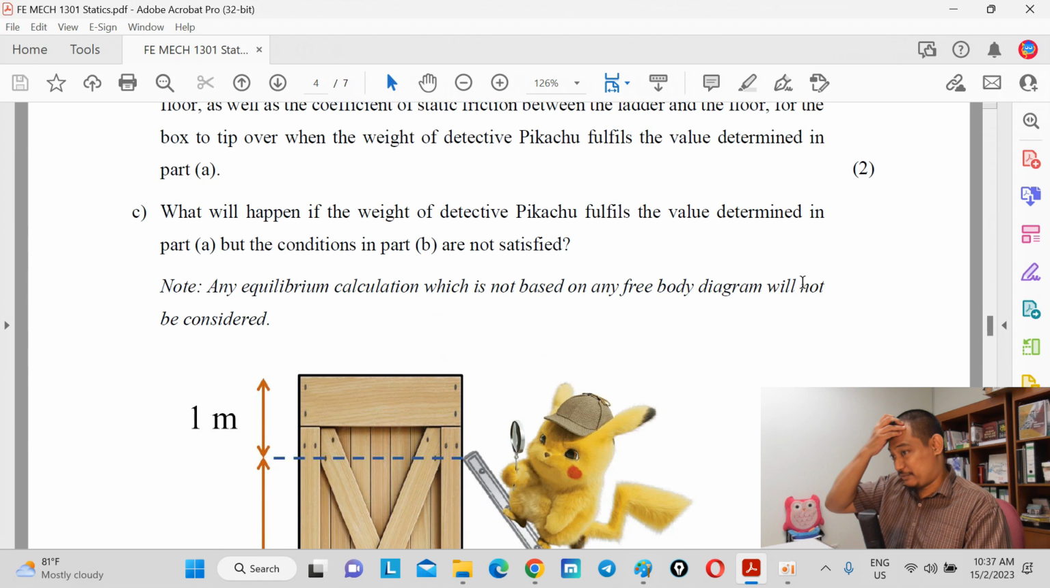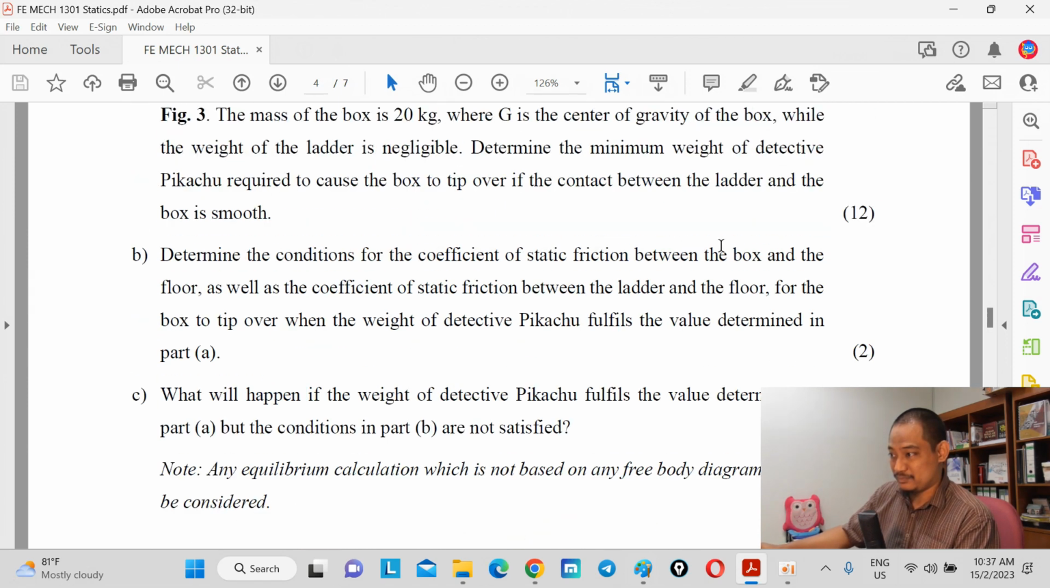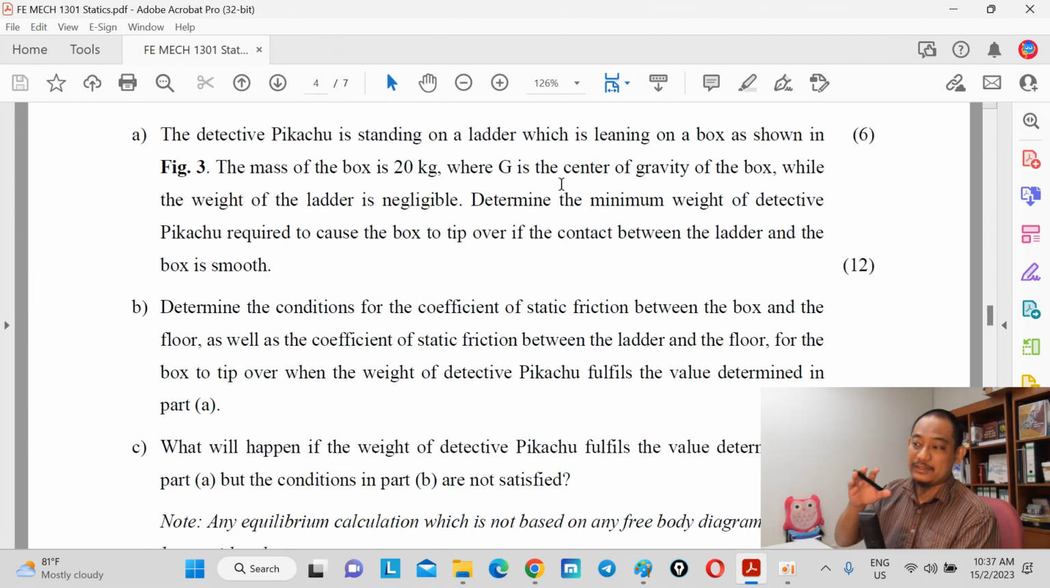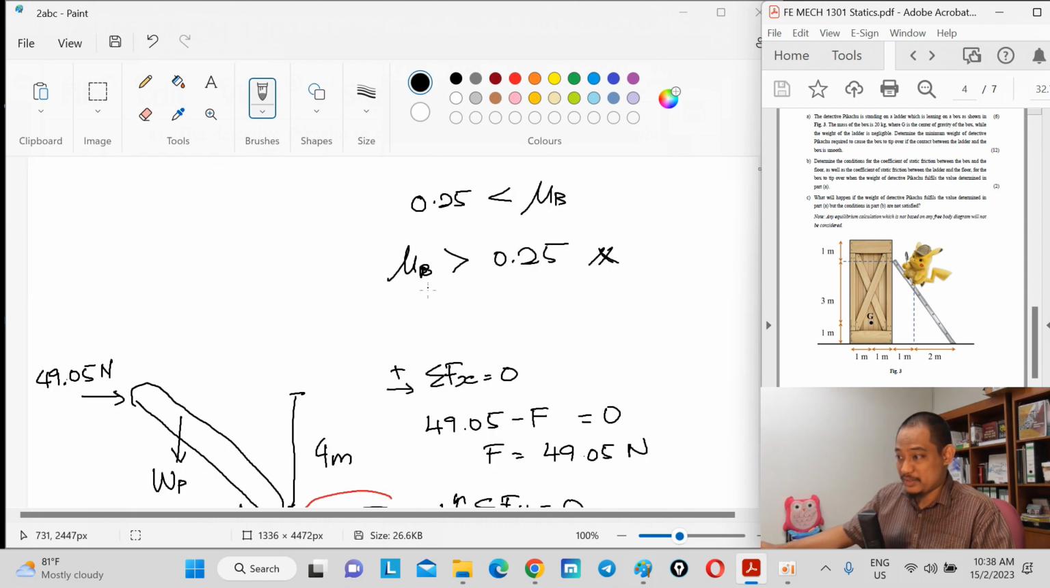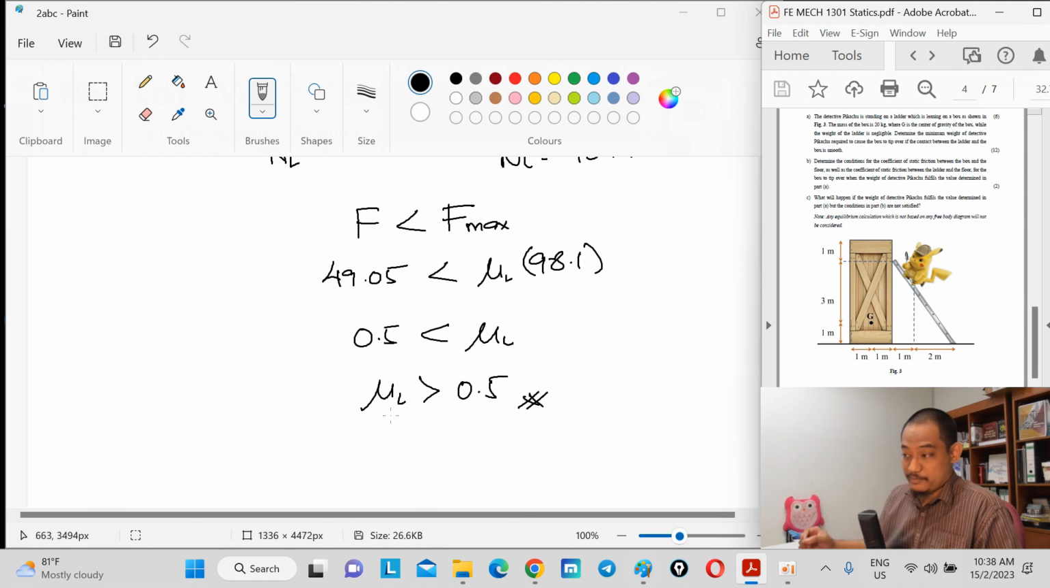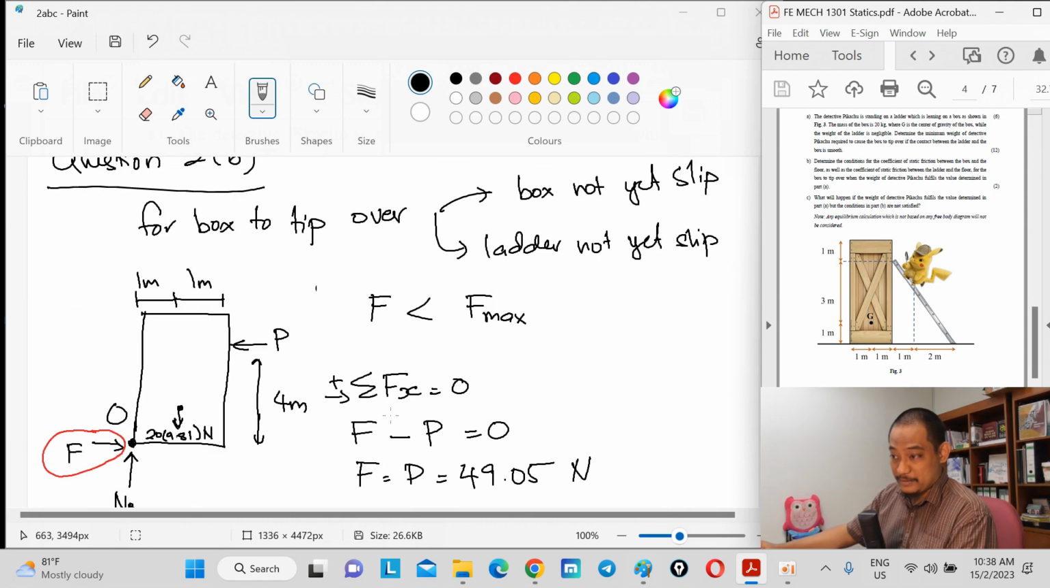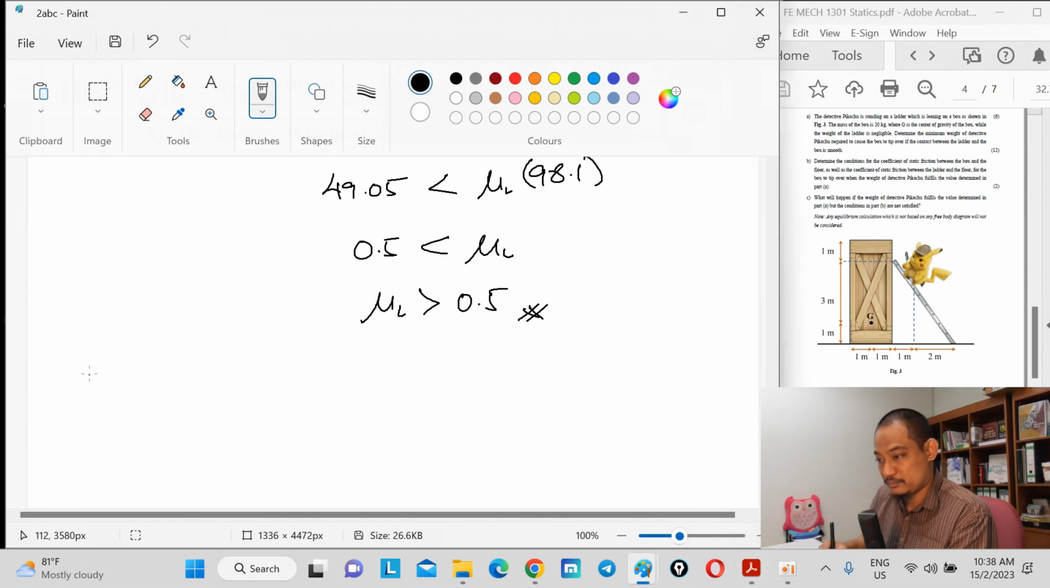Part C: what will happen if the weight of Detective Pikachu fulfills the value determined in part A, meaning the weight is already sufficient to make the box topple, but the condition in part B is not satisfied? This force has already been reached, enough to make the box topple, but mu_B and mu_L are not big enough. What will happen? Now, this is question 2C, right?